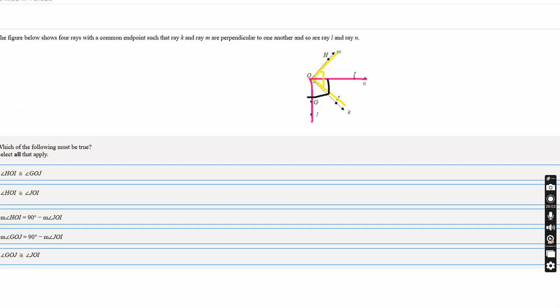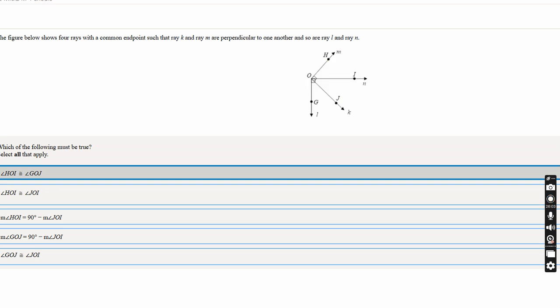Now what is happening here? Let's understand it. So HOI is congruent to GOJ. Yes, they are congruent to each other. Why are they congruent to each other? Because they're making halves of the perpendicular that they were forming. So HOI is part of the perpendicular lines that they were forming with N and K. And the same thing is happening with GOJ. They're also forming a part of the perpendicular line of L and N. So these two are both the parts. So HOI and GOJ.